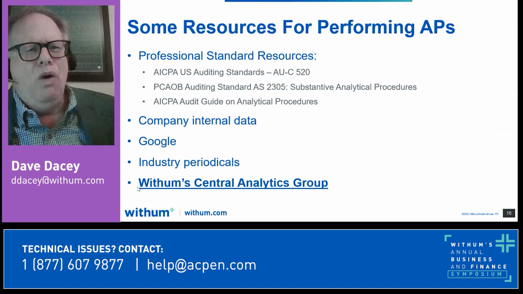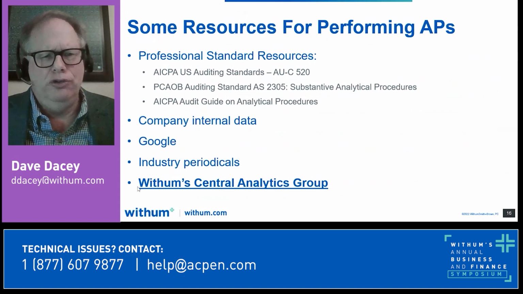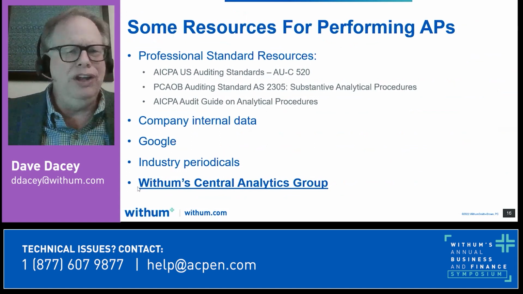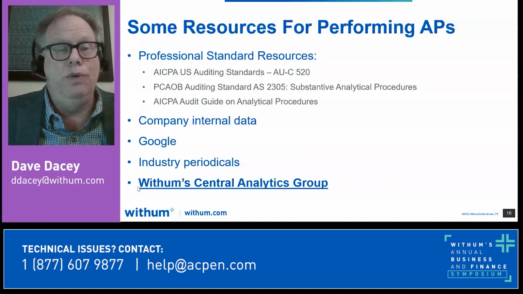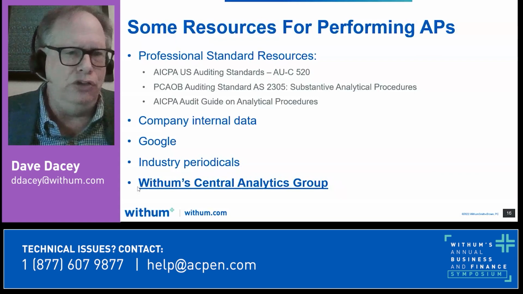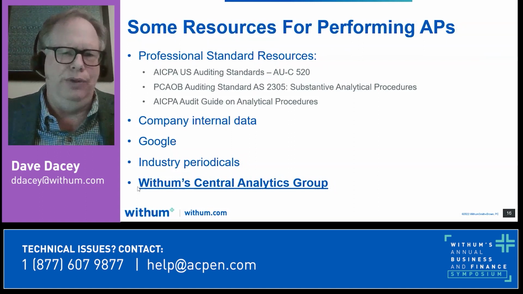And then the last thing I really wanted to talk about before we say goodbye to each other is I wanted to provide some resources for performing effective analytical procedures. So if we start with some of the professional standard resources, you look at things like the AICPA U.S. auditing standards. The code reference there is AUC 520. If you Google that, you can find those standards. If you need a copy of it, reach out to your engagement team. They can print it out. We have a service that has all the auditing standards, and we can certainly provide you with that.